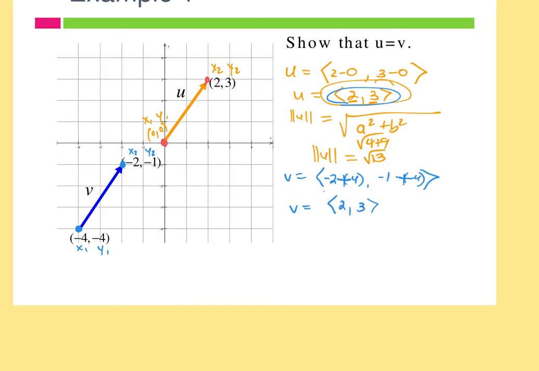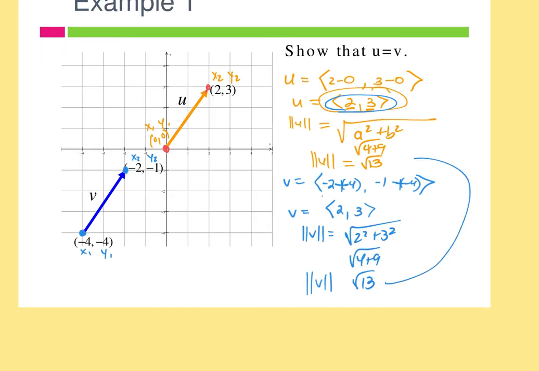Okay. All right, so then here the magnitude of V would be the square root of 2 squared plus 3 squared, again, square root of 4 plus 9, square root of 13. So these are equivalent because the magnitudes are equal and the component forms are equal.